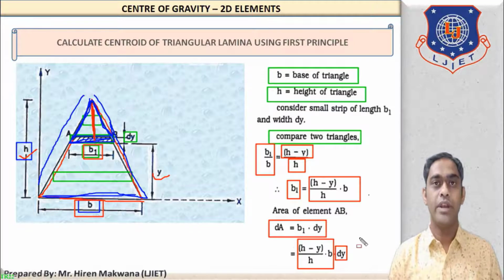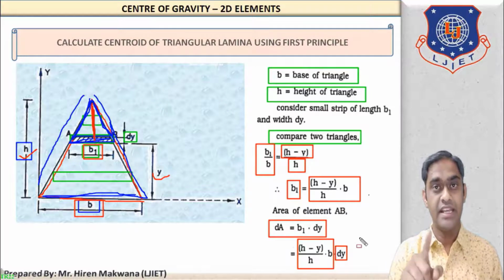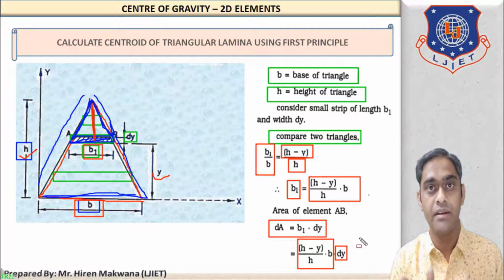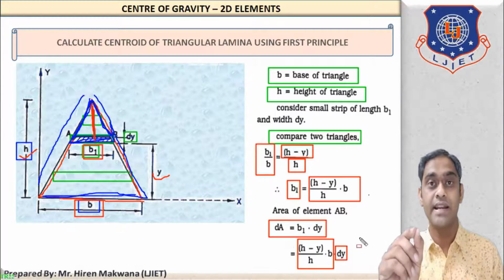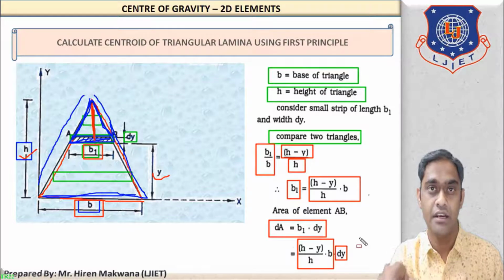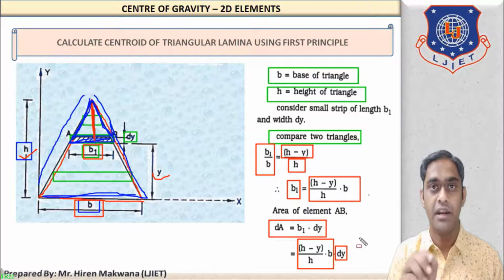Okay, now we are going to calculate y bar. What is the formula for y bar? It is integration from 0 to something; let me check the limit afterwards. What is the standard formula for y bar? It is the integration of y dA upon the integration of dA.